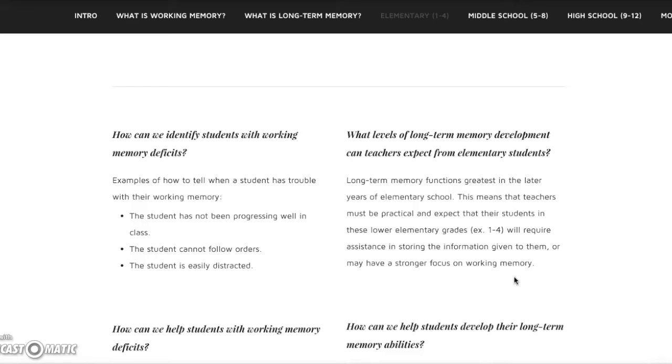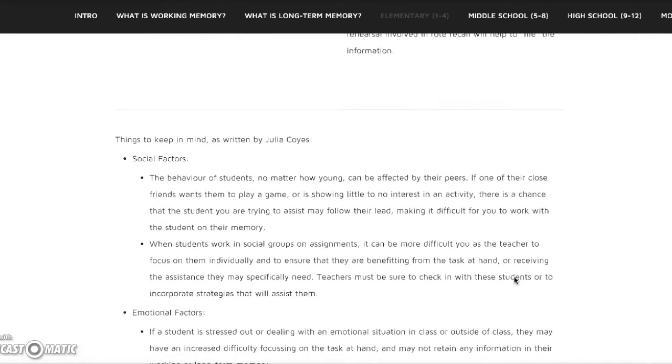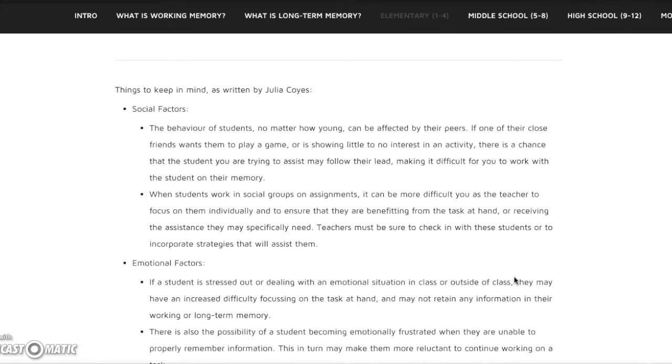Some ways to help these students are to monitor them and support them, and to reduce the workload and the memory load. When it comes to long-term memory, students in the higher grades of elementary school have better functioning LTMs. Teachers can expect that students in the lower grades, for example grades 1 to 4, will require extra assistance or may require more of a focus on working memory at their stage of development. A method that these teachers can use is rote recall. The repetition can ensure that students are referencing information more often, and this can help file the information away, further developing their long-term memory.